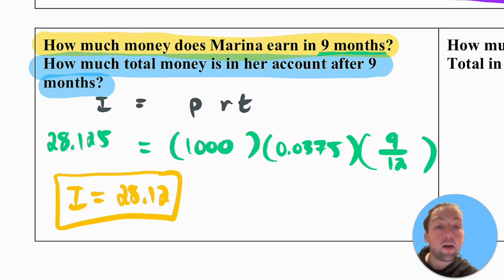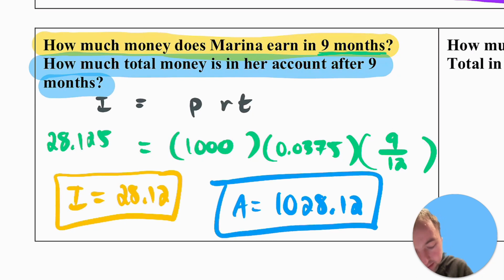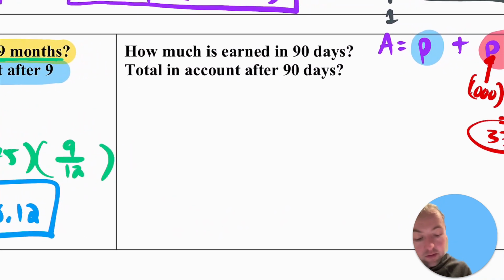There is a second question here asking how much total money is in her account after 9 months. That would be her account balance. Since she started with $1,000, if we add $28.12 to that, her account balance would be $1,028.12.